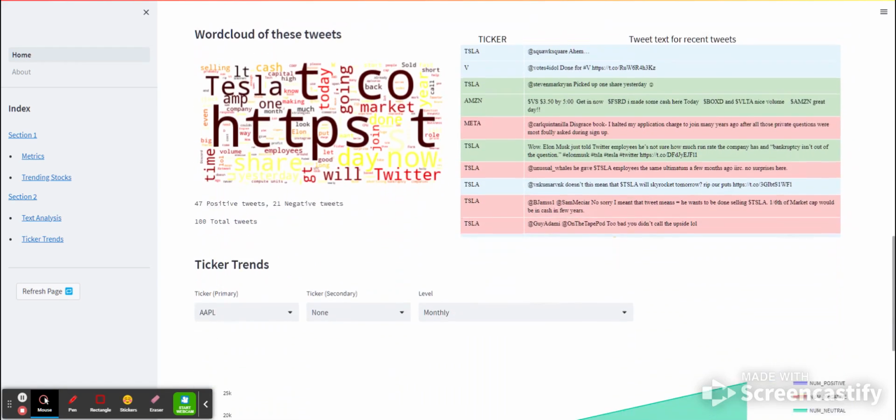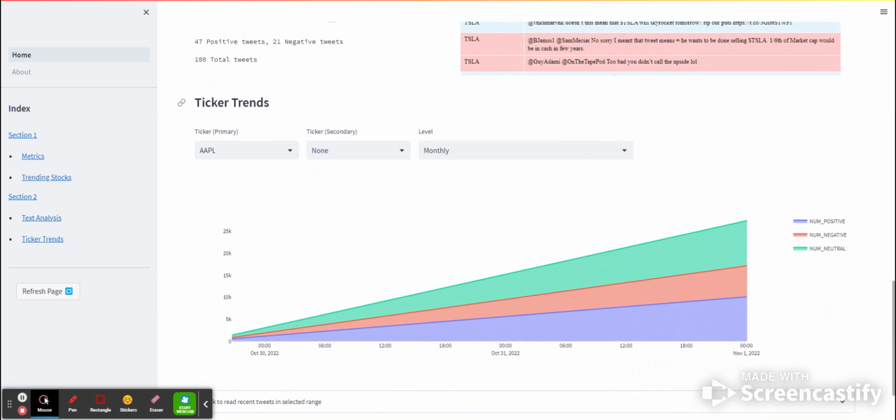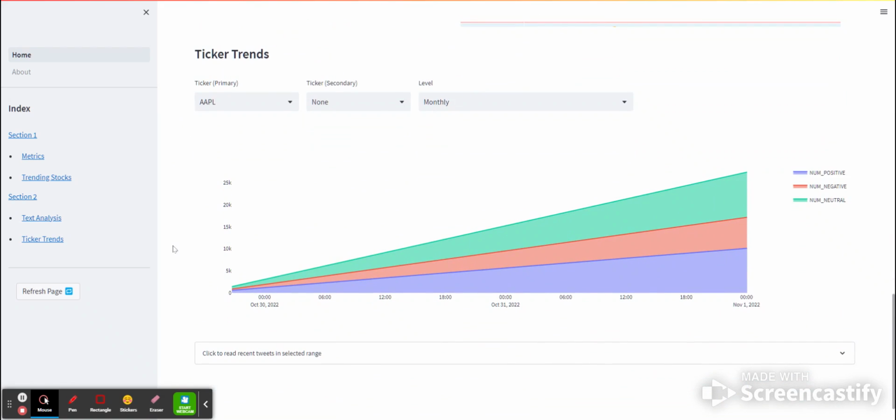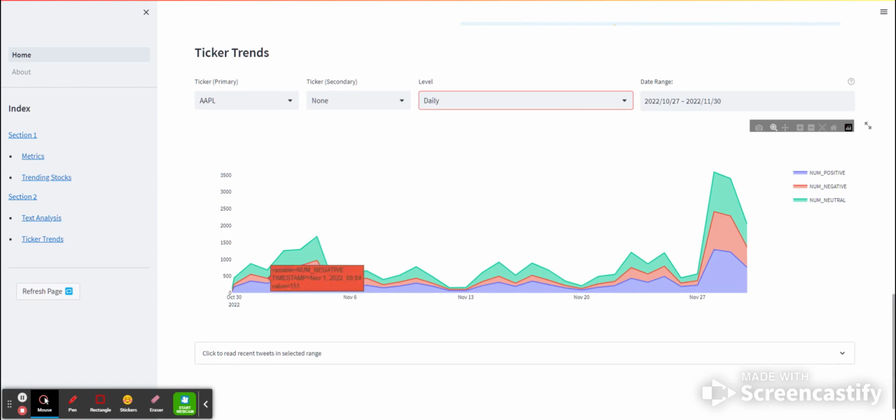Going back, now moving on to the next visualization, which is the ticker trends. This allows you to look at the trend of the sentiment over time. Here we are looking at the monthly trend, but the interesting trend here is the daily trend. As you can see, on certain days the sentiment goes up, other days it goes down. The positive is depicted by the color violet. On this particular day, the total number of positive tweets is around 1200, negative around 1100, and neutral again around 1100.